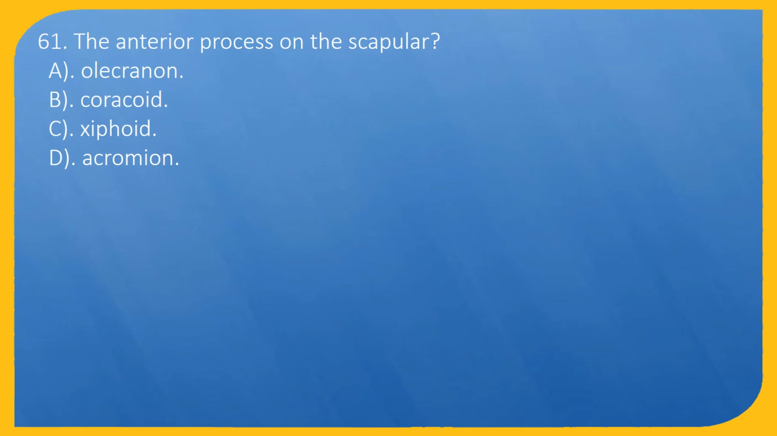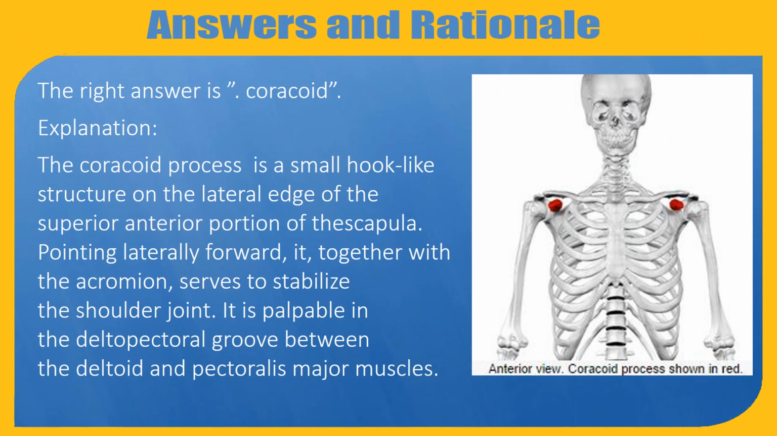Question 61. The anterior process on the scapula? A. Olecranon. B. Coracoid. C. Xiphoid. D. Acromion. The right answer is coracoid. Explanation: the coracoid process is a small hook-like structure on the lateral edge of the superior anterior portion of the scapula. Pointing laterally forward, it, together with the acromion, serves to stabilize the shoulder joint. It is palpable in the delta pectoral groove between the deltoid and pectoralis major muscles.